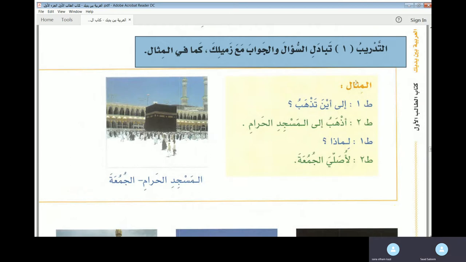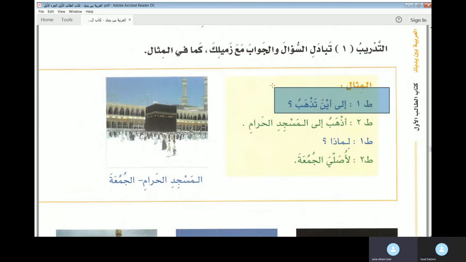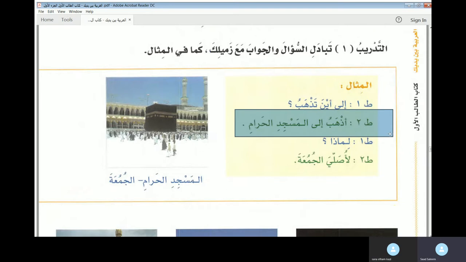The example: first student, where are you going? To where are you going? So what is the difference between Dhahib and Dhahab? Dhahab also means gold. And Dhahaba, he went. Dhahaba is past tense. Dhahib is going, present tense, fi'l mudari, but there is no ta or ya in front of Dhahib. No, nothing.